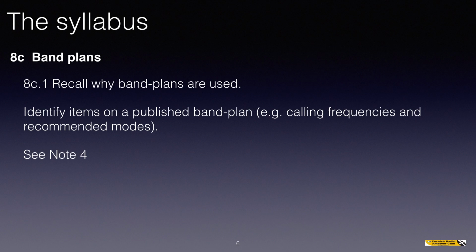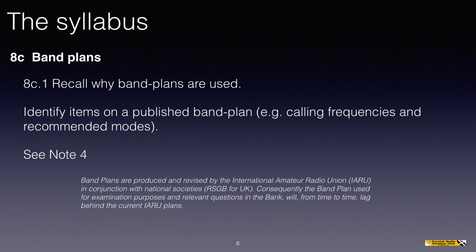Note 4 says band plans are produced and revised by the International Amateur Radio Union, IARU, in conjunction with the National Societies, which is the RSGB for the UK. Consequently, the band plan used for examination purposes and relevant questions in the bank will from time to time lag behind the current IARU plans.